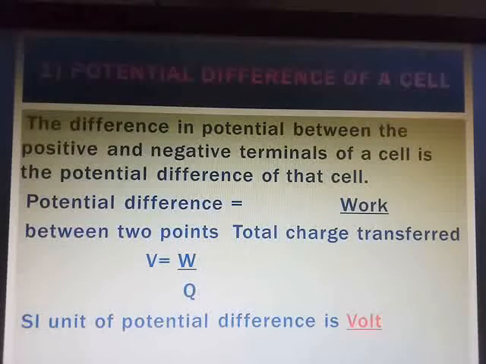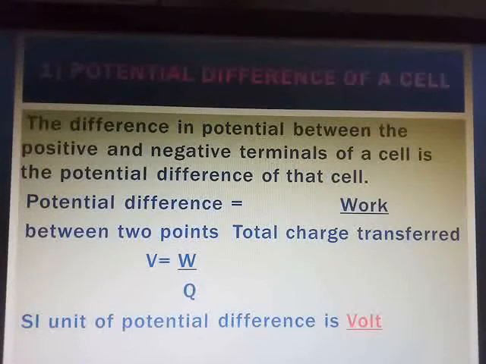When the topics were taught to you, I have already told you that the Italian scientist Alessandro Volta constructed the first electric cell, and the unit of potential difference is named volt in honor of his work. Okay, so V is equal to W upon Q. The SI unit of potential difference is volt.